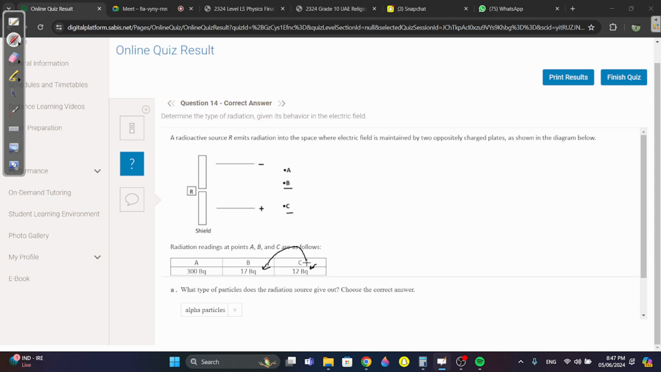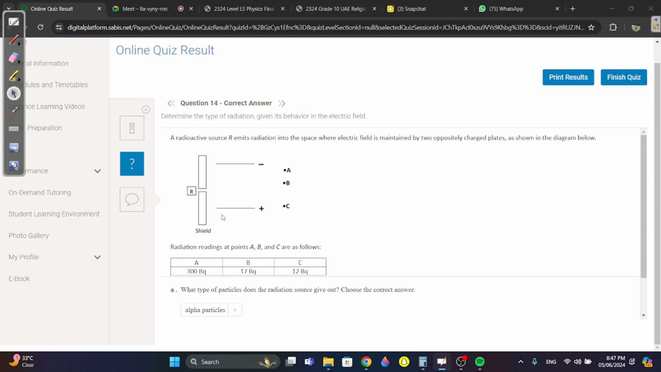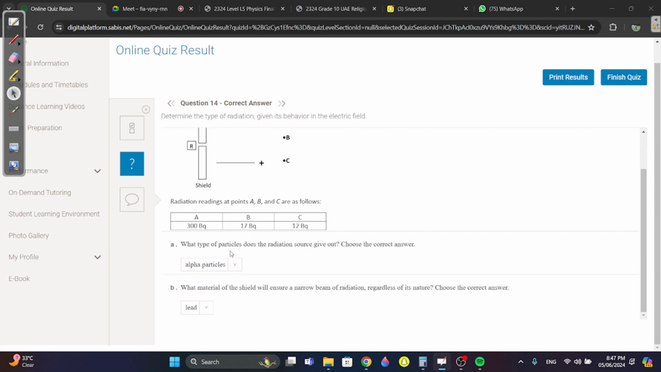This is called background radiation. So there's no alpha, beta, or gamma involved here, only background radiation. The only one that's actually detecting radiation is A, and A is placed near the negative counter, so obviously it's going to attract the positive. And which is positive? The positive ones are alpha. If they put beta plus, I guess that should be correct too, but here they put alpha.